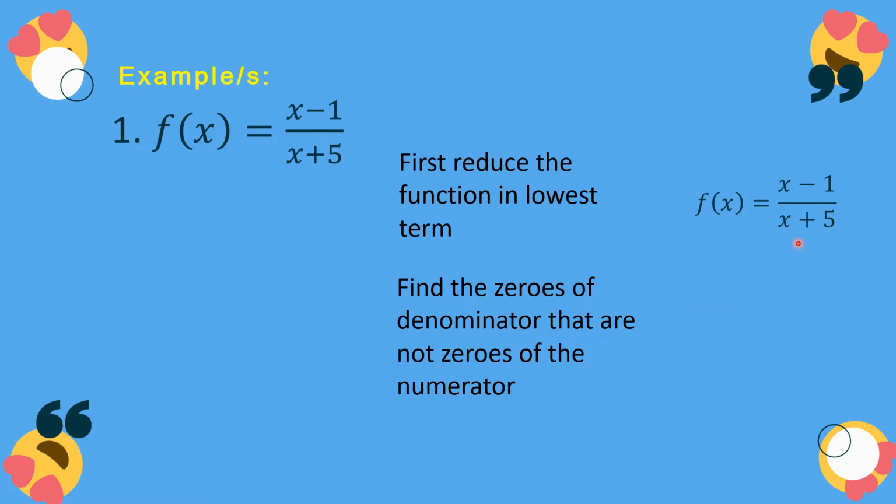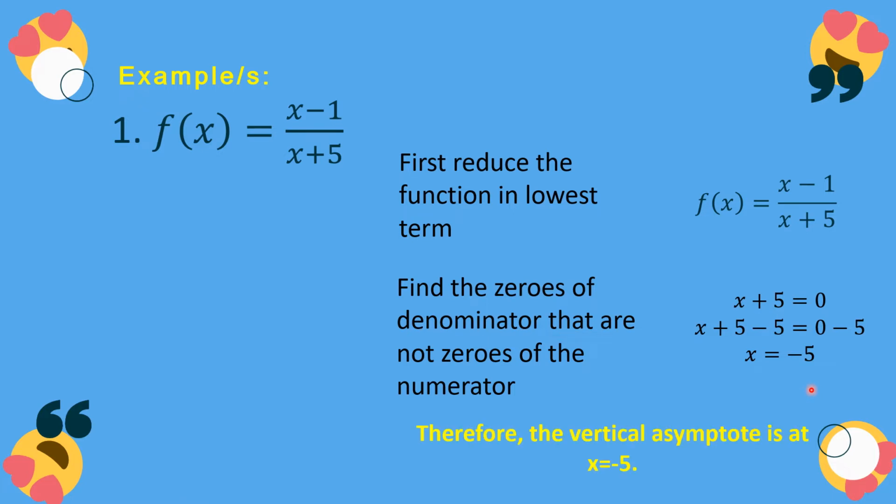So, kunin natin x plus 5. X plus 5 is equal to 0. In-equate natin yan sa 0. And then, by additive inverse, x plus 5 minus 5 is equal to 0 minus 5. And then, 5 minus 5 is equal to 0. Therefore, x is equal to negative 5 na lang. Then, eto na po yung ating vertical asymptote. X is equal to negative 5.